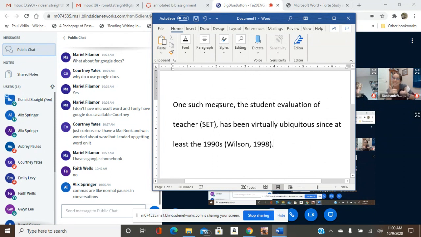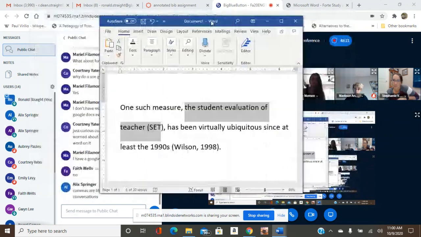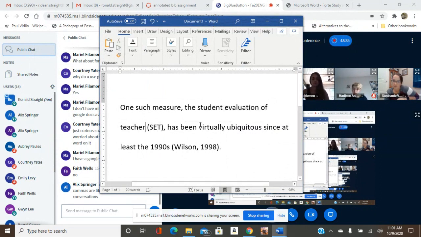All right. One such measure. Is this extra information or is this the noun that we're getting more information about here? Yes, it should be the noun. It's a noun phrase. Agreed? So the student evaluation of teacher is extra information about that measure, so it gets commas. What they've done is they didn't want to go the student evaluation of teacher, comma, set, comma, because that would be weird, right?